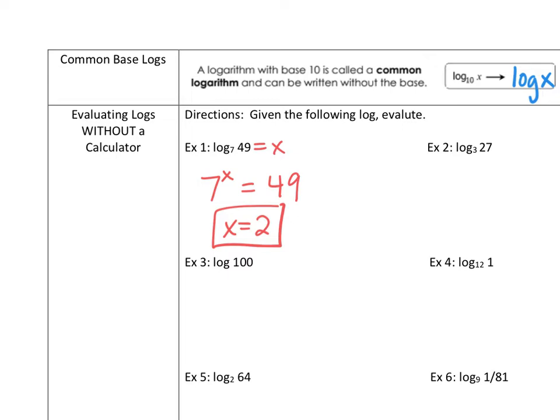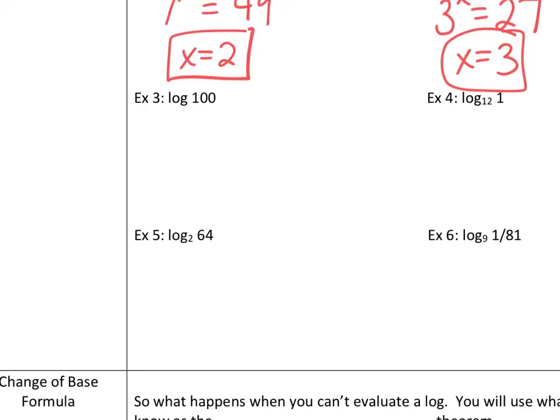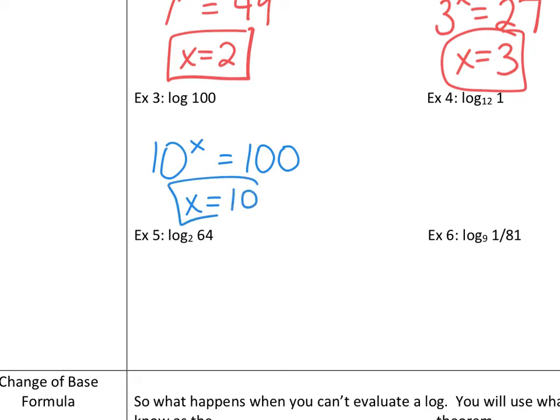We'll do example 2 together as well. So, 3 to the x power equals 27. What is that going to be? X equals 3. Good. All right, let's keep going. Number 3, what did we say if there was no base written? What's the base? 10. So you should have written 10 to the x power equals 100, and what's x going to be?